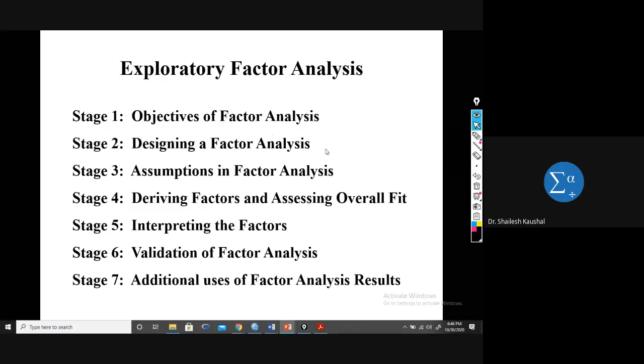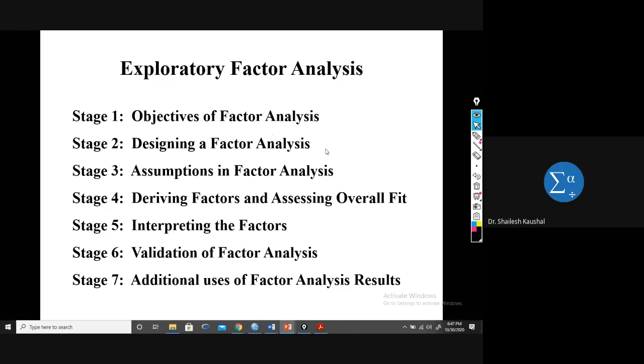Now, to conduct the exploratory factor analysis, there are seven stages. The first is the objectives of the factor analysis: what is the purpose of conducting it? We will define that here. Second, designing a factor analysis means deciding the sample size, what type of questions we will include, and whether questions are in metric or non-metric form. Then some assumptions, we need to fulfill the assumptions of factor analysis.